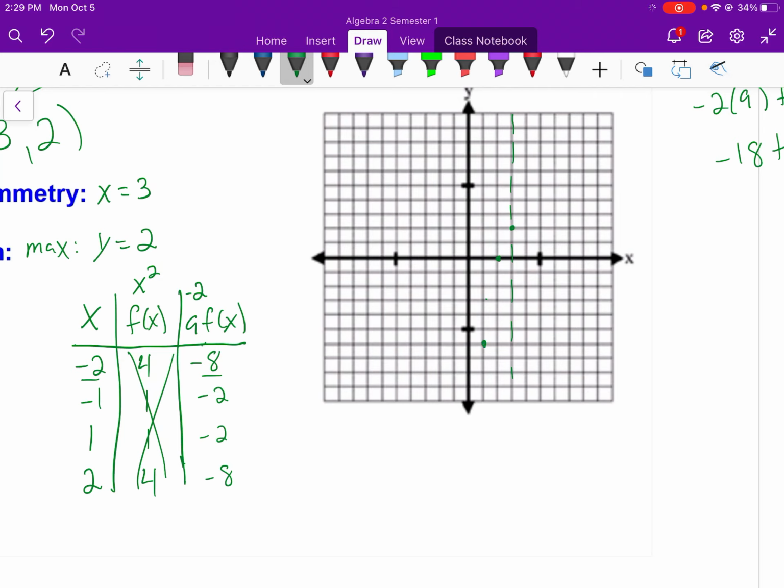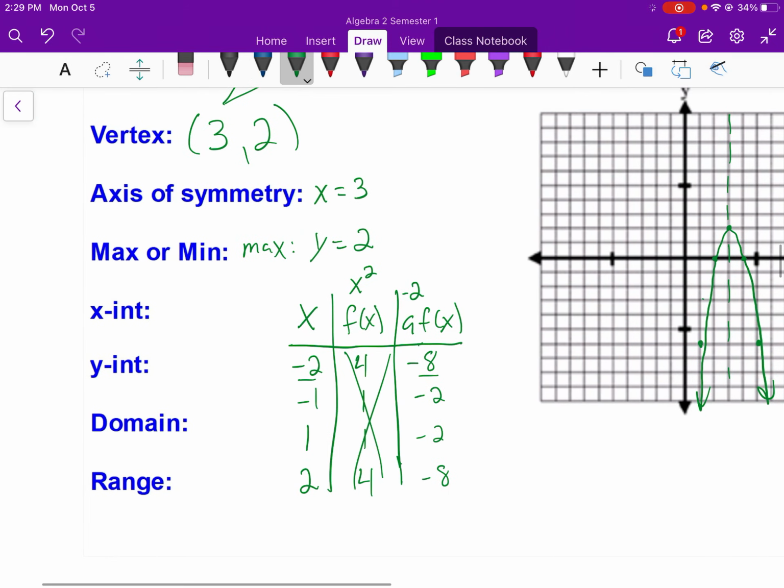Okay, left 1 down 2, right 1 down 2, right 2 down 8. Okay, so there is our parabola. So we have x-intercepts of (2, 0) and (4, 0). Again, those are the points where it crosses the x-axis, those 2 points there.